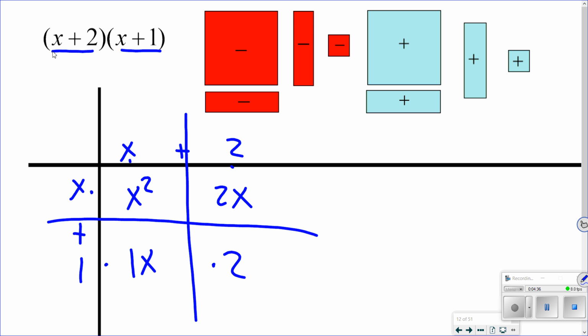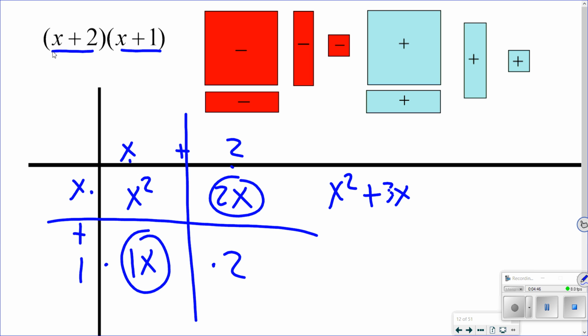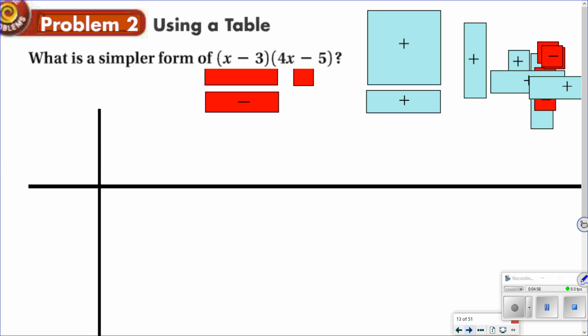Okay, my answer, we're going to combine all that together. So I have x squared. The 2x and the 1x are like terms, so you can add those together. So that'd be 3x. And then I've got that plus 2 right there. Okay, so there's my problem multiplied out. That's what it looks like if you use a table. Let's do one more, and then I'll show you how to do it using the other methods. So this one I've got x minus 3, so I'm going to put the x and the minus 3 up here, and I've got 4x minus 5 down here. Okay, again, split it up into a table.